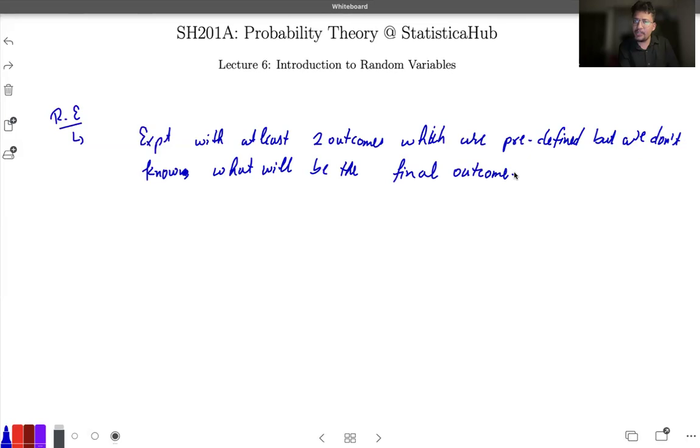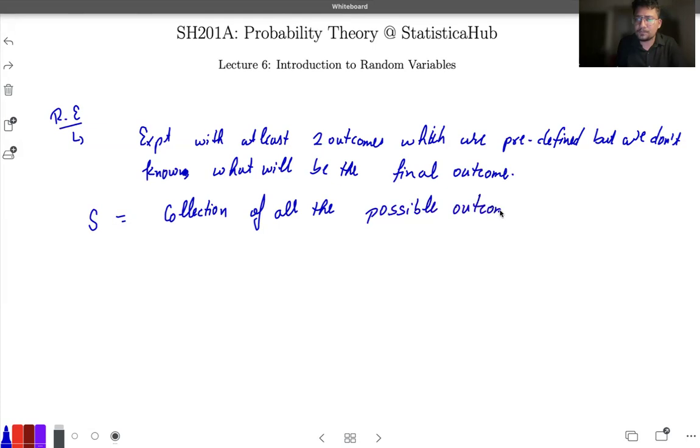For the random experiment, you define the sample space. We have the sample space S, that is the collection of all the possible outcomes of a random experiment. Now I will try to introduce you to how we denote the random variables in the context of a random experiment. So let's take up this one example. Say you have an experiment in which I am tossing a coin.